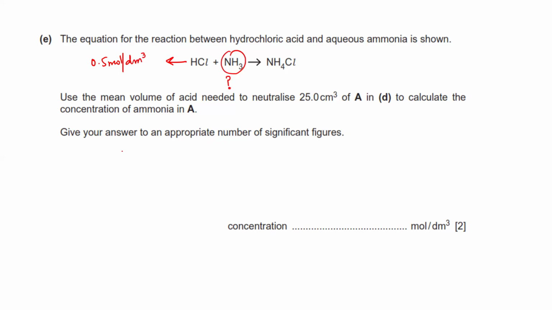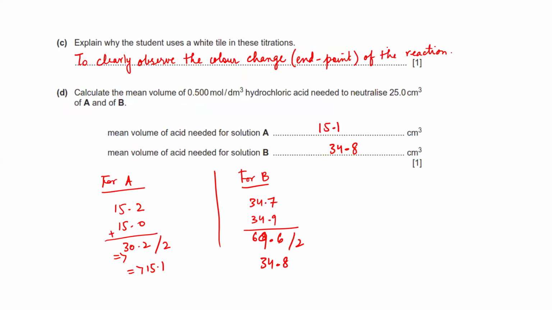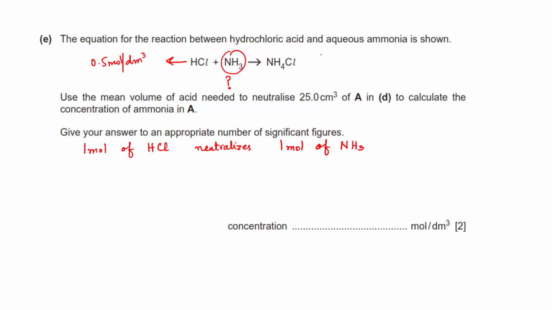Okay, so what is happening? So we have 1 mole of HCl neutralizes 1 mole of NH3. Okay, so this is very simple. And the volume of the mean value of acid. So we have the volume of acid in A.